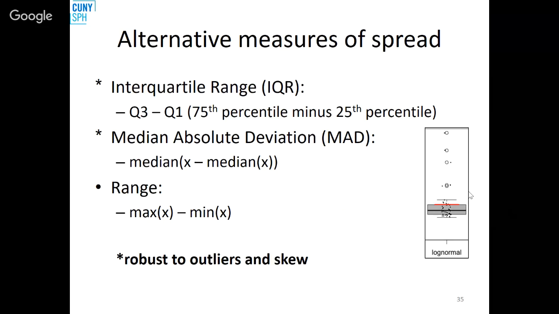There are alternative measures of spread. I've mentioned the interquartile range. This is a robust measure in that it is not sensitive at all to outliers. And it is just the 3rd quartile minus the 1st quartile. The mean absolute deviation, or MAD, is the median of the differences between each observation and the median. You do see it come up every now and then. It's another robust measure. Well, the range, we've mentioned that. Not robust. I put stars by these 2 because they are robust to outliers and skew.